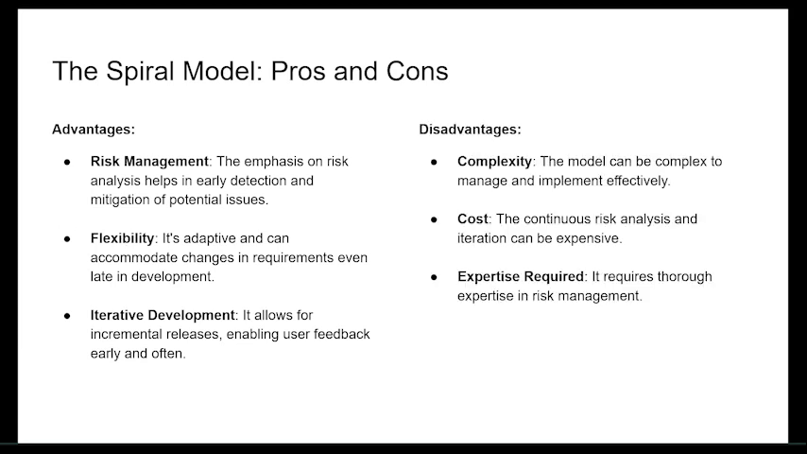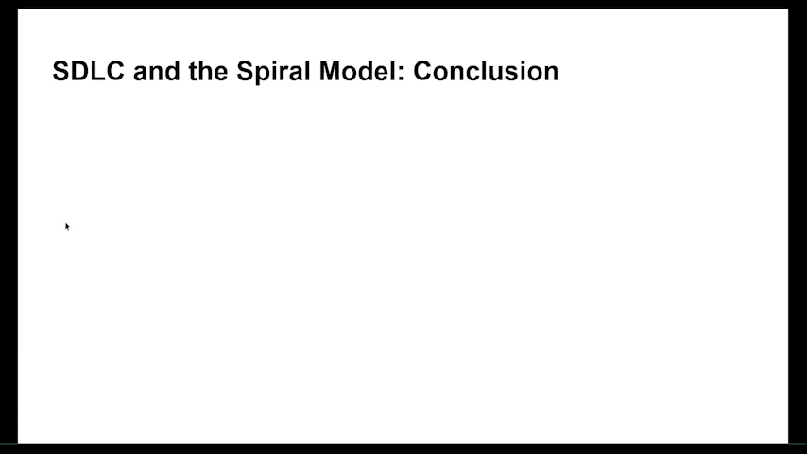For our disadvantages, we have here complexity, cost, and the expertise required. The complexity can be quite challenging to manage and implement effectively, so that's why the spiral model is sometimes complex. We have here cost, which is continuous risk analysis and iteration. And lastly, we have here expertise required. Implementing the spiral model sometimes requires expert knowledge.